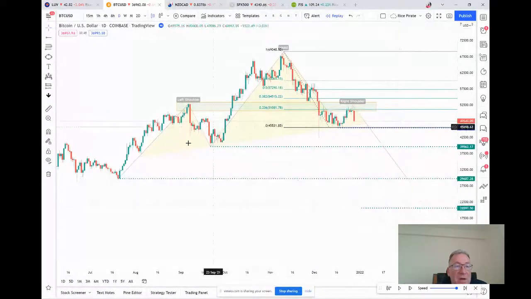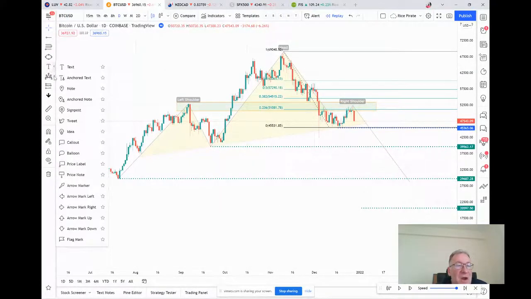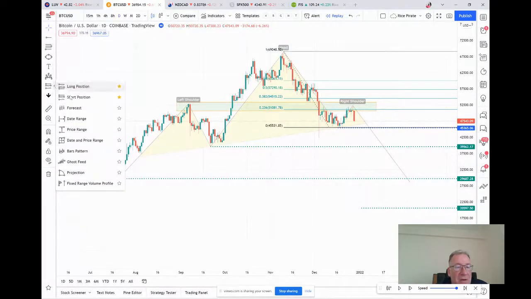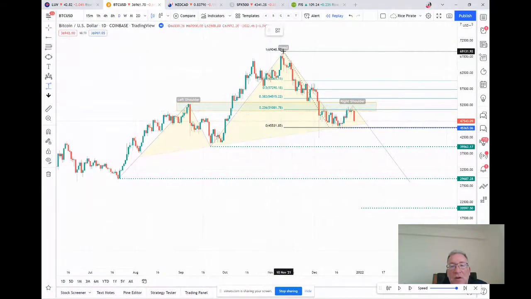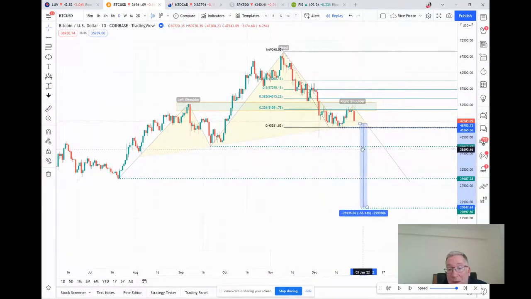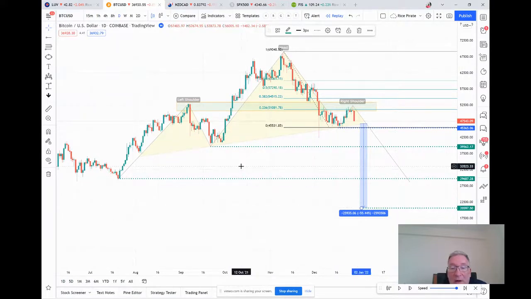Okay, so the other way to do it is you need to understand also where the target might be. And you can actually calculate a measured move on a head and shoulders. And the measured move usually is going to be this distance right here. And sorry for you Bitcoin enthusiasts, but this is what the head and shoulders is telling me. Okay, that if you break the neckline, you're going to come down to here. Okay, and that's why that green line is there. So I would normally take half of my position off here, a quarter of my position off here, and then the final quarter right here.